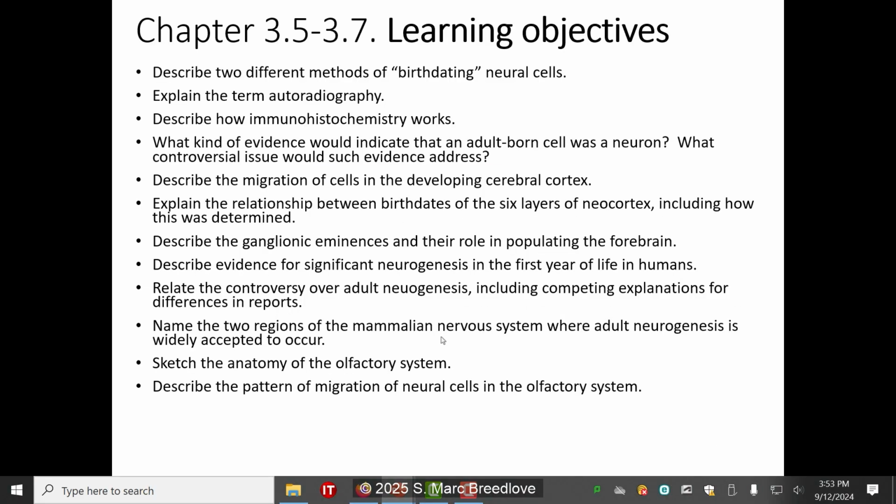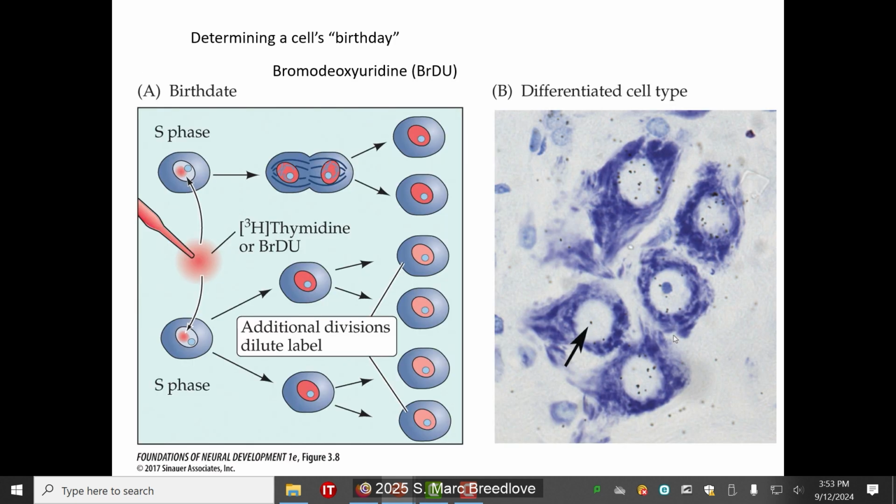Okay, we're going to take time to do a little bit of methodology here to keep track of birth dating of cells, specifically birth dating of neurons. You remember that DNA is made up of 4 nucleotides, right? And one of them is thymidine. But RNA doesn't use thymidine, right? Instead, it uses uracil. So that means that thymidine is mostly found in DNA.